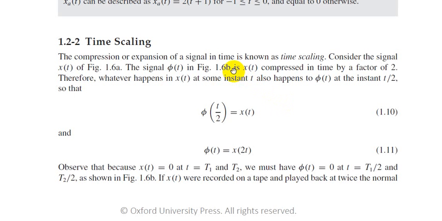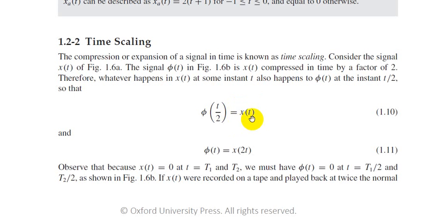So let us understand first what is the time scaling. Time scaling is basically the compression or the expansion of signal about the time axis. That means if we want to compress any signal x of t in terms of its time axis, then we do time scaling. Similarly, if we want to expand this signal, we also do time scaling.